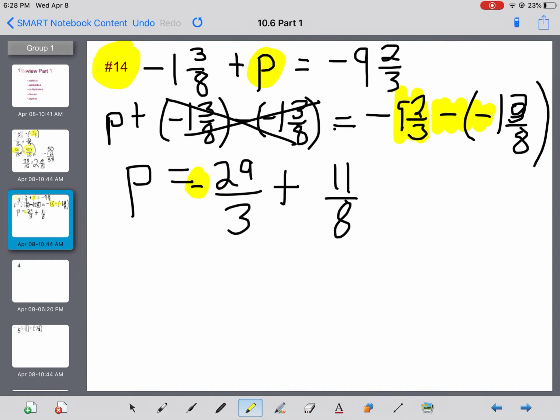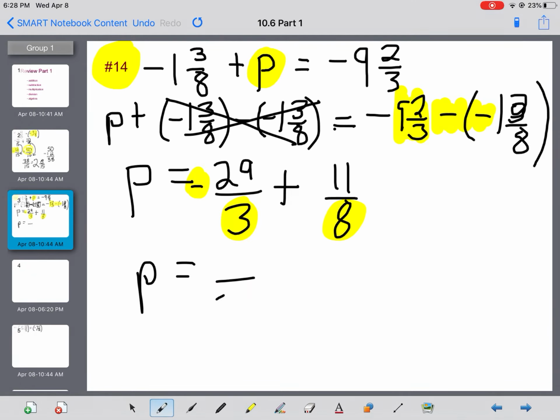I'm adding a positive. So once again, I have a negative and I have a positive. So I need to find the difference between those two numbers. But before I can do that, there's one more step. Notice that my denominators are still different. So I actually need to adapt those and put them into the same denominator.